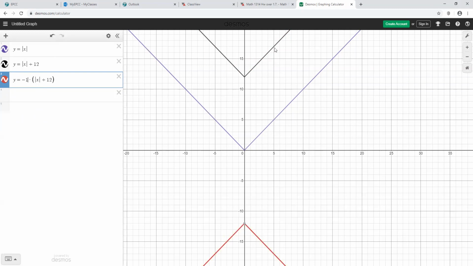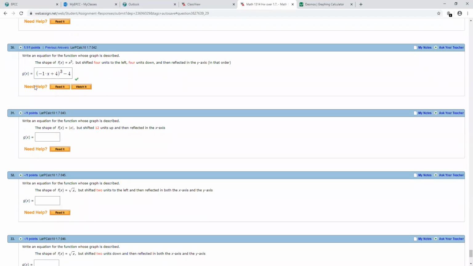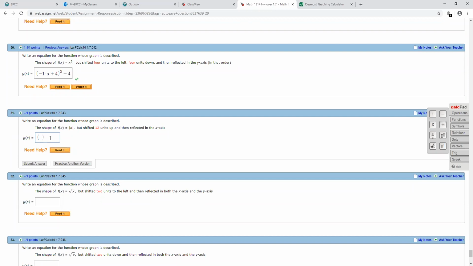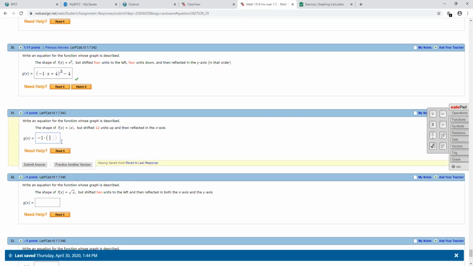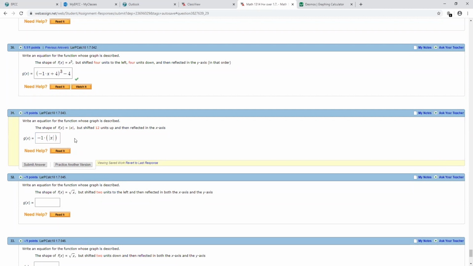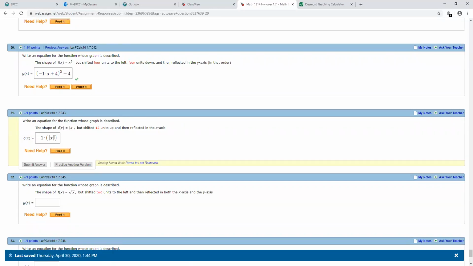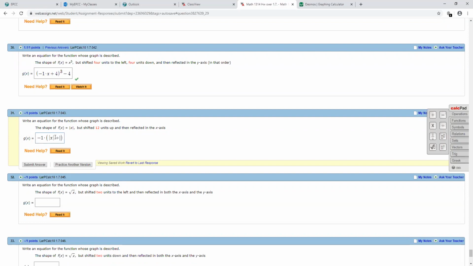Let's try another. Oh, so let's go back. And then Megan, what are we gonna write here then? It's going to be -1, and then parenthesis, the absolute value of x, and then plus 12 where? After the x, but inside the parenthesis, yep. And then close parenthesis.